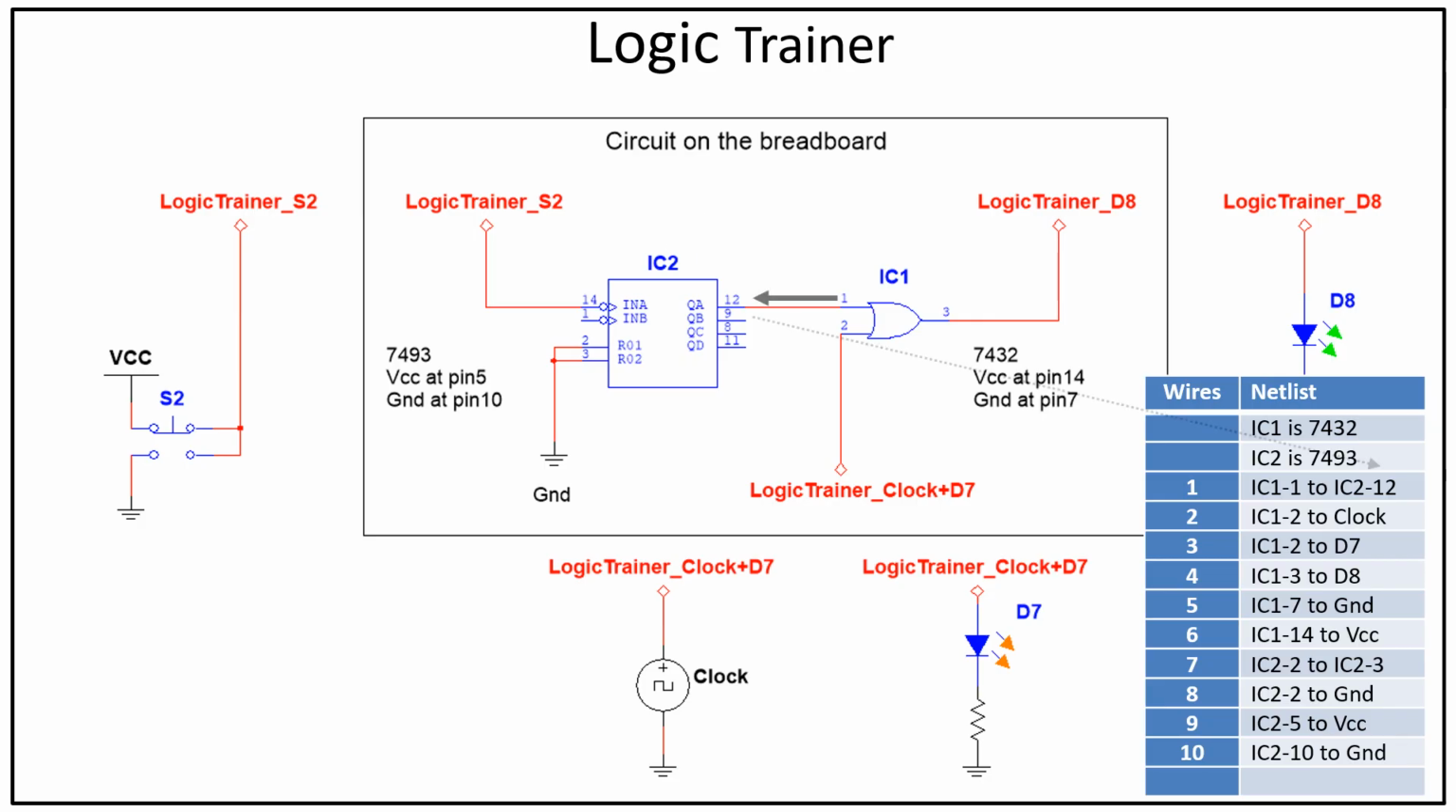IC2 pin 12 connected to IC1 pin 1. But all IC1 connections are done, therefore this connection will not enter into the netlist. There is no connection on IC2 pin 13. IC2 pin 14 connected to S2. This completed all connections with IC2.